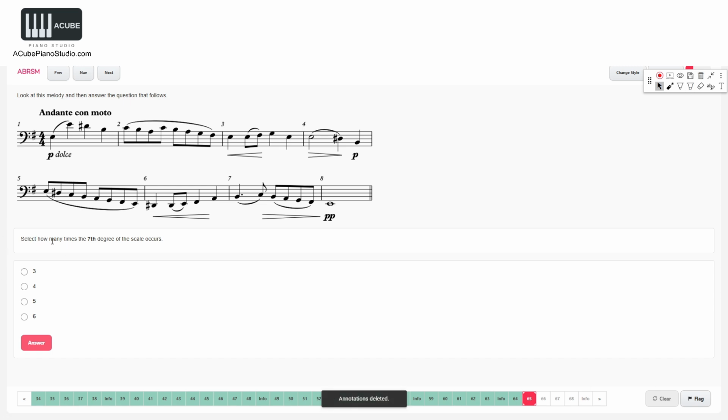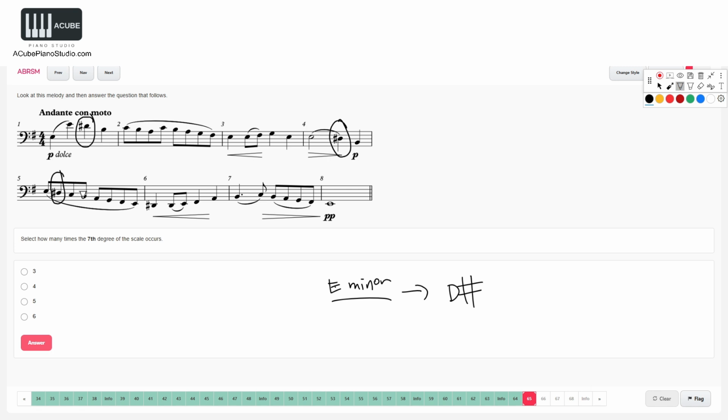Okay, next, select how many times the 7th degree of the scale appears. So what is the 7th degree? This is E minor, right? The previous question already told you this is E minor. So the 7th degree is D sharp. It's D, then you need to sharpen the 7th note because it's a minor key, so it's D sharp. So let's take a look. I see a D sharp here once. No D, no D. Another D sharp here, second time. D here, D sharp here.